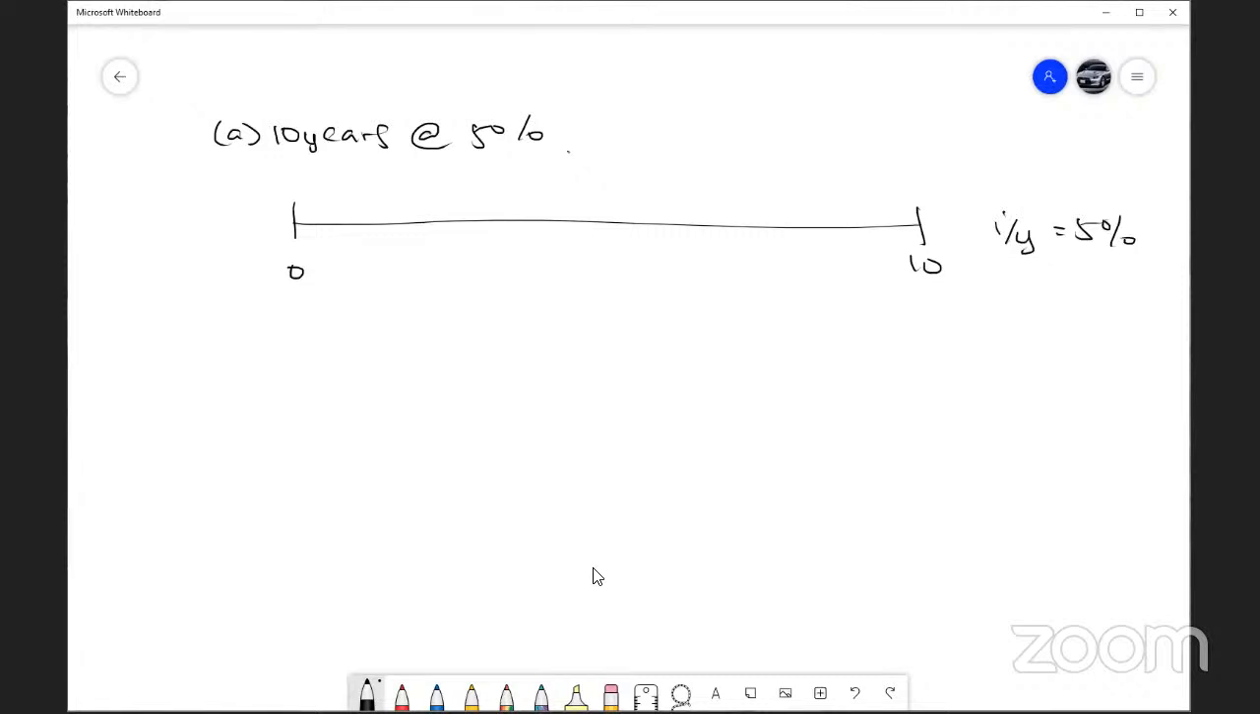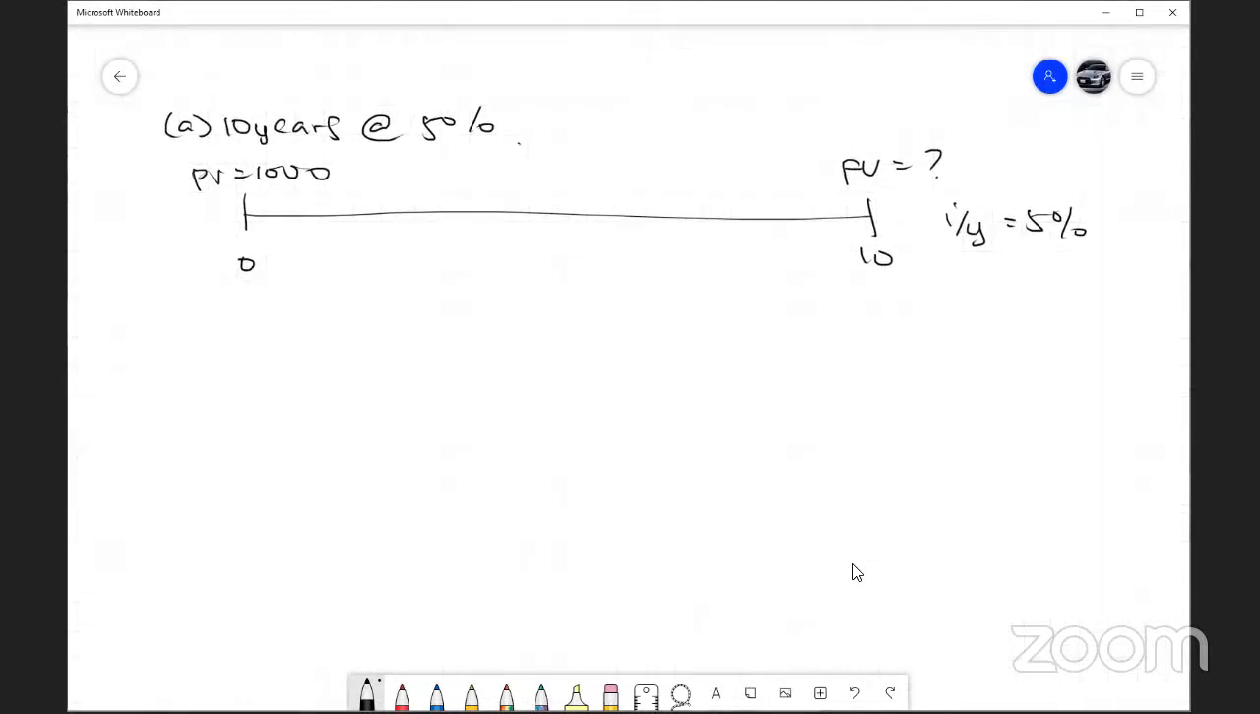Okay, initial value is $1,000, your PV. You need to compute your future value. Those who use a calculator, very easy. Put in your PV, put in your N equals 10, your I/Y equals 5, compute FV. Those who are not using a calculator, use the same formula I showed you just now. FV equals PV times (1 plus R) to the power of T. So this will be 1,000 times (1 plus 0.05) to the power of 10.